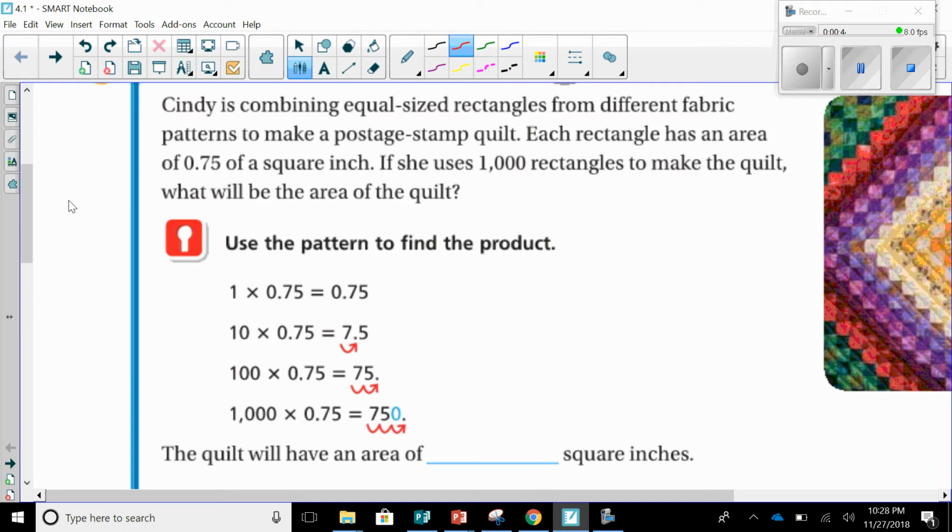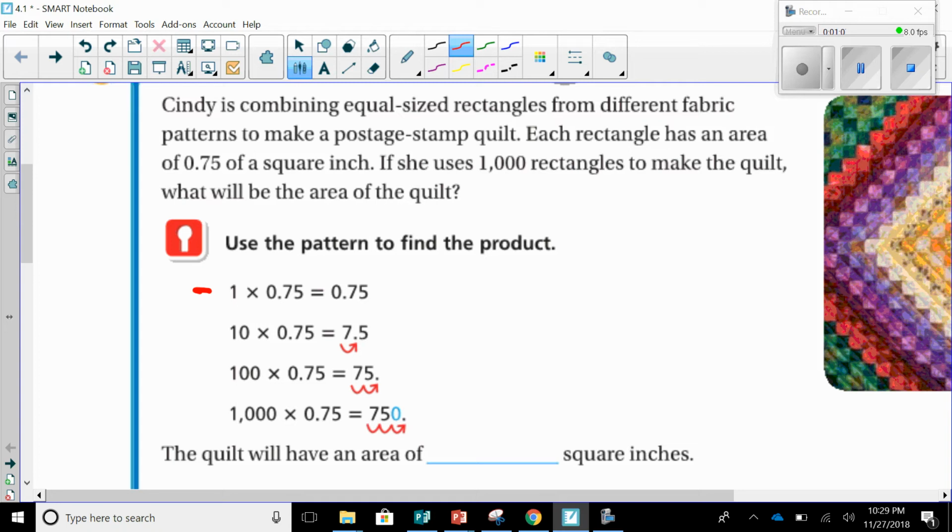Okay, so we're going to use patterns to find the product. We're going to do a couple steps here. If we look at what they have here for us, we have 1 times 0.75 equals 0.75. Okay, that's pretty simple. We know that.